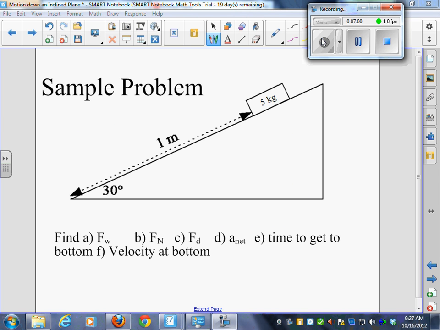Okay, so here's the sample question. I'll give you a minute to jot it down. Pretty basic. I got a 30-degree ramp. I got a block that's a meter from the top. It's 5 kilograms, and I'm asking you to find... Now, I would not normally ask you to find all those parts, but I'm just showing you the steps you would need to do to get to something like the velocity of the block. So we're going to find the weight force, the normal force, the FD, the net acceleration, and the time to get to the bottom, and the velocity of the block.